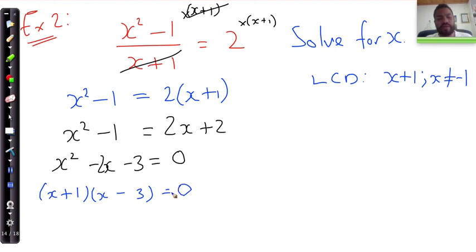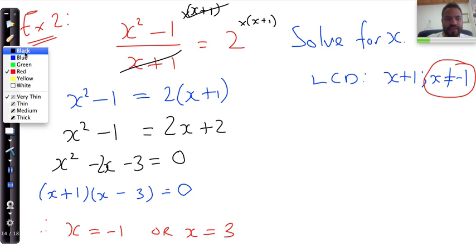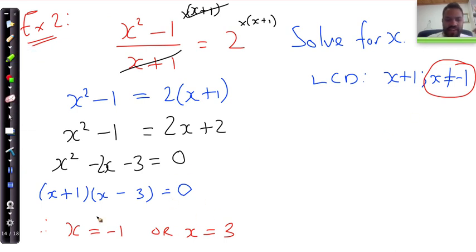Remember that the 0 equivalence must be present over here, because if it's not, you cannot solve this, okay? And therefore that tells us that x is equal to negative 1 or x is equal to positive 3. Now if you look, when we started this we stated there was a restriction, and that restriction was that I cannot have x equal to negative 1. So the only valid solution here is x equals positive 3, because the other one is not valid due to the restriction.